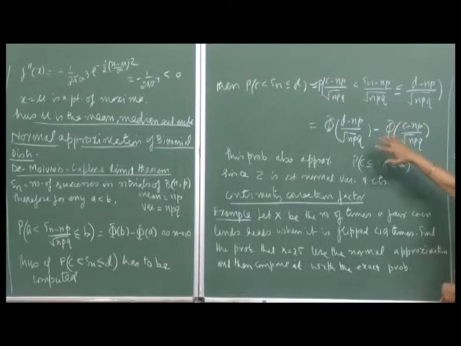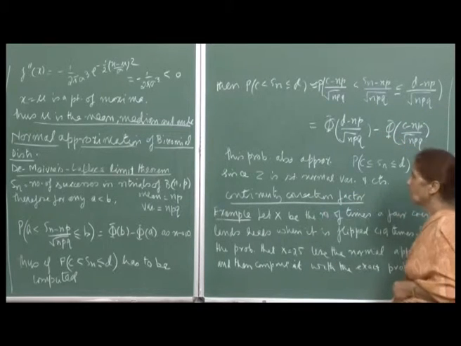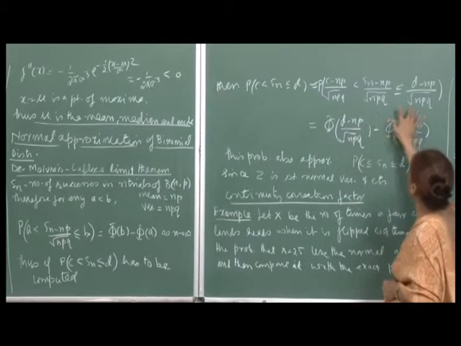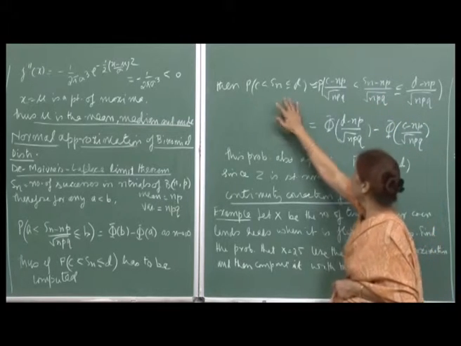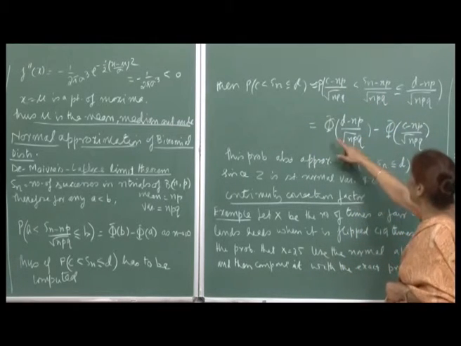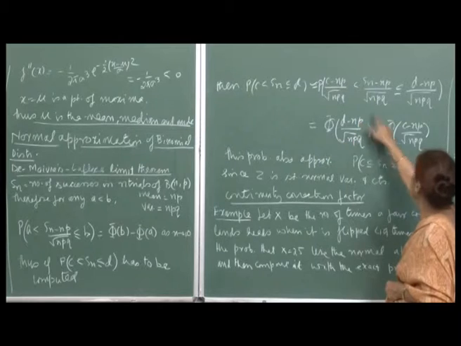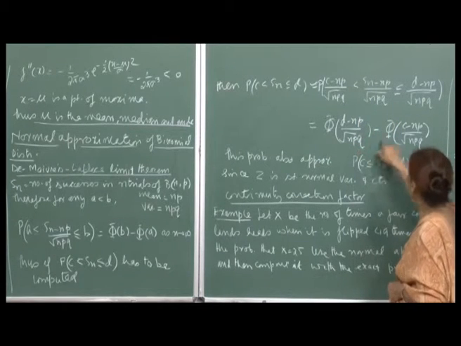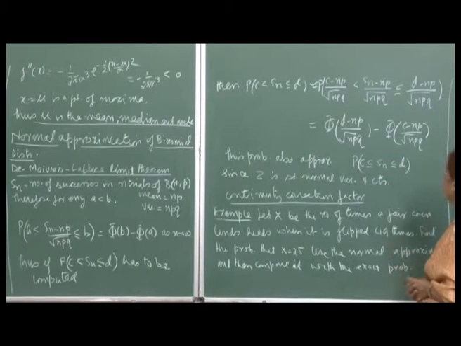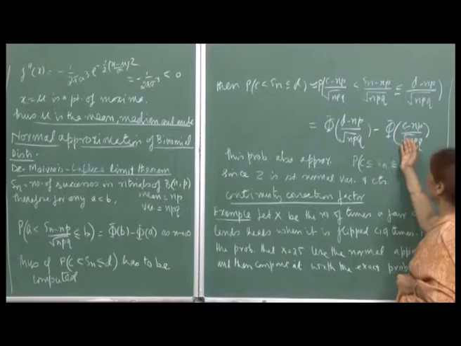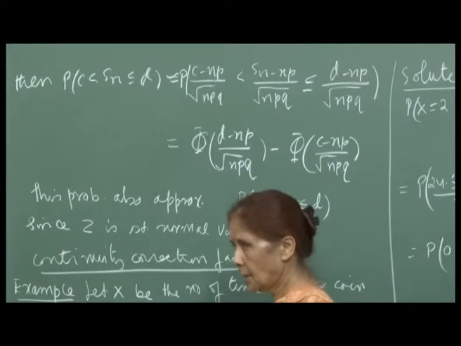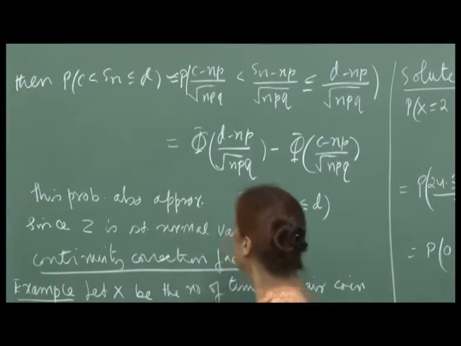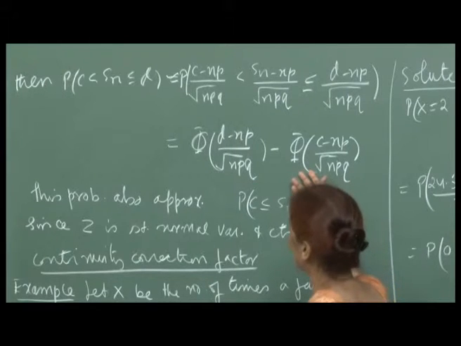And so, I can say that by the De Moivre-Laplace theorem, this probability, which is the same as this, can be approximated by phi of (D minus np) upon under root npq minus phi of (C minus np) upon under root npq. So, this is the whole idea. And these values are tabulated. So, given C, D, n and p, you can look up the tables and compute this probability.